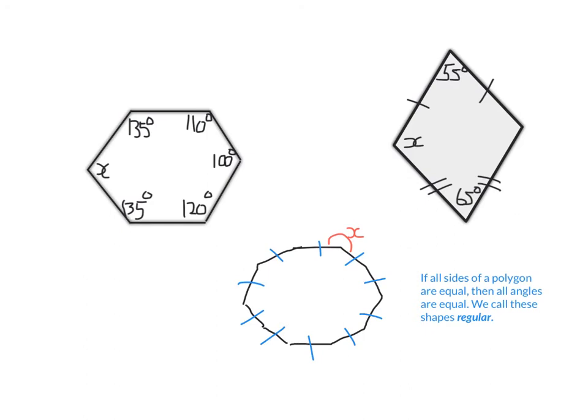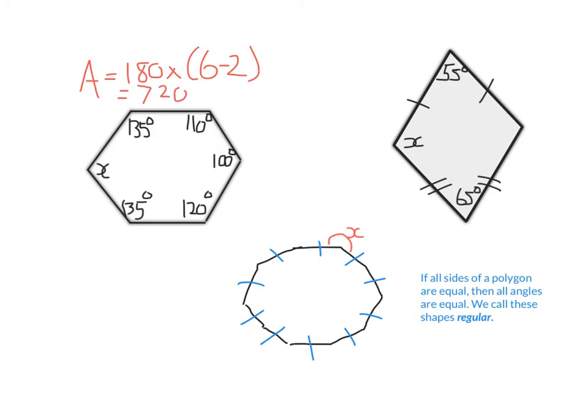So what we're going to do is find the value of x in each of these shapes. First we have to figure out what the angle sum of the shape is. Well, this shape here has 6 sides, so its angle sum A is going to be 180 times (6 minus 2). So that is equal to 720 degrees.